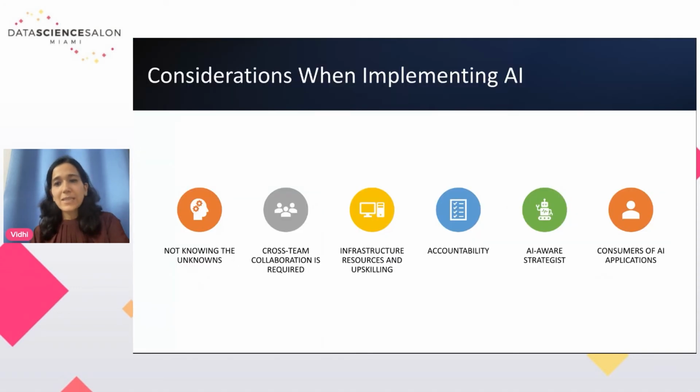Now we understand what an AI strategist does and what the key factors are that an AI strategist considers while deciding and prioritizing AI initiatives. But because you already have a strategy in place now, there are certain factors that you need to know as you go down the execution path, when you are on the ground implementing your AI initiatives. So the very first one that I would like to mention is not knowing the unknowns. You don't know what you don't know.